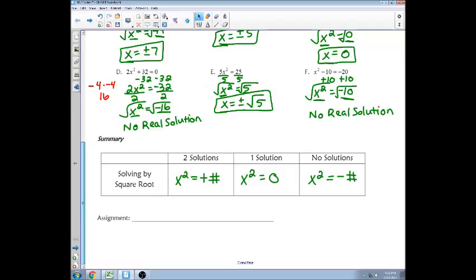The other thing you need to remember is that summary at the bottom, the table. I'll get two solutions when x squared is equal to a positive number. I'll get one solution when x squared is equal to 0. And I'll get no solutions when x squared is equal to a negative number. That is the end of our lesson.